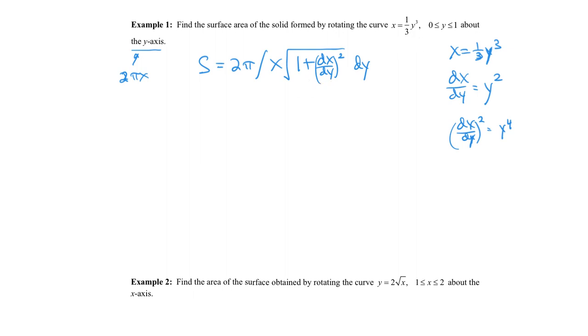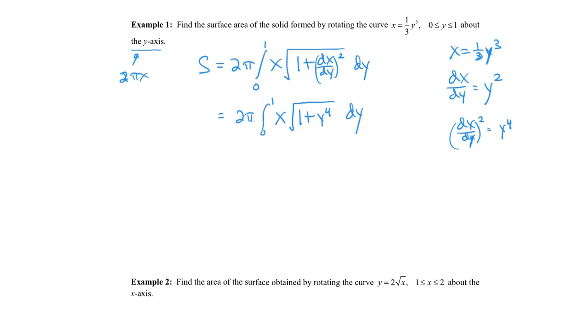Okay, so also the limits of integration are 0 to 1. y is between 0 and 1, so this is dy between 0 and 1. So this gives us 2 pi, integral from 0 to 1, and we'll have 1 plus y to the 4th, dy.